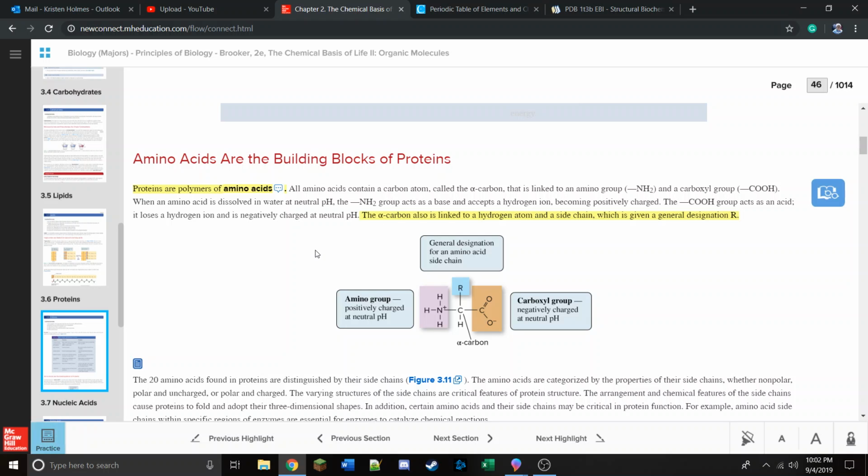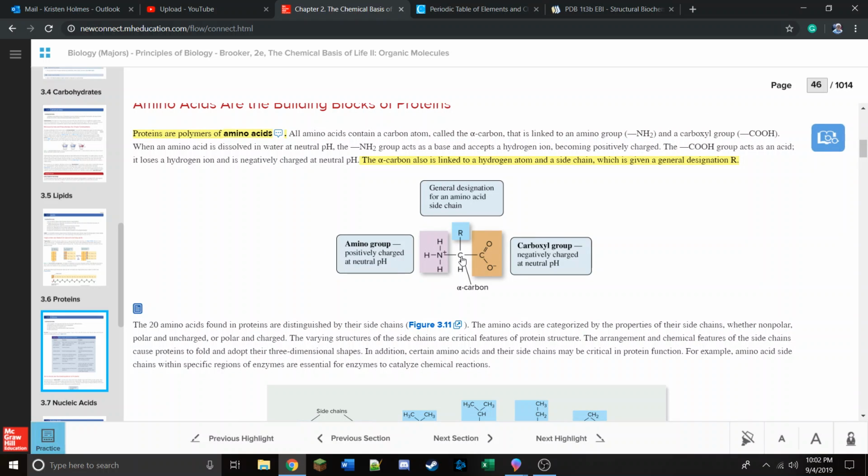So, start with the amino acid. The amino acid has an alpha carbon right here. That little A thing is an alpha. Looks just like an A because that's where it comes from.